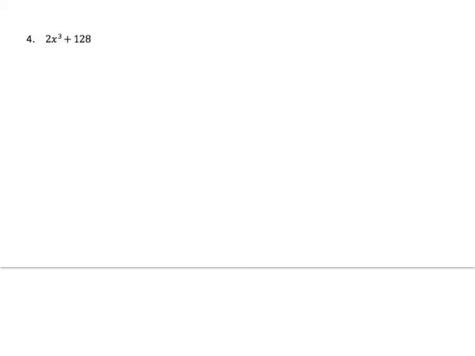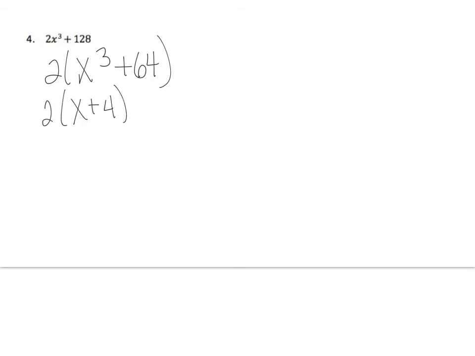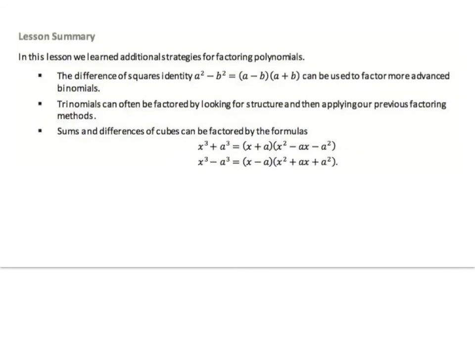Okay, last one. I can't quite do the difference of cubes, but it looks like I need to factor out a 2 first. x cubed plus 64. Cool. So I have a 2, and then x plus 4, x squared minus 4x plus 16 is our answer. Good job. All right, in this lesson we learned additional strategies for factoring polynomials.